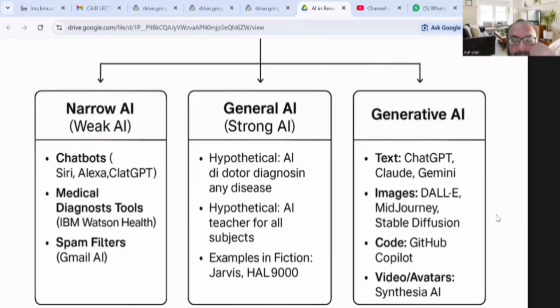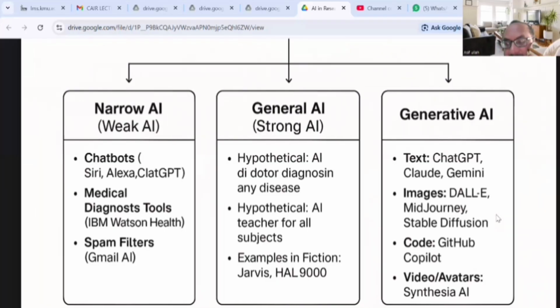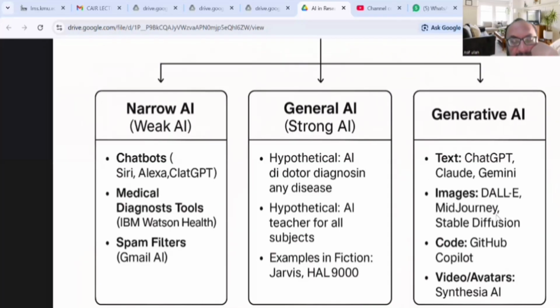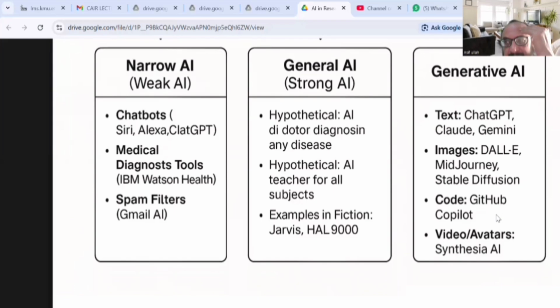General AI may be used as an AI teacher for all subjects, while generative AI may be used for DALL-E, Midjourney, Stable Diffusion for images, code, GitHub Copilot, and video avatars. Synthesia AI is being increasingly used across Facebook these days. Spam filters, Gmail AI are narrow AI. And general AI, strong AI is fiction. Jarvis and HAL 9000 are general or strong AI.